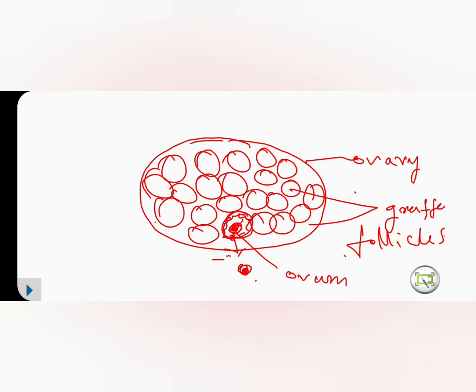So due to rupturing, this Graafian follicle contains this epithelial tissue, and due to rupturing, the ovum has been released out. This epithelial tissue which remained after releasing the ovum, the remaining tissue joins together forming a mass of tissue which is called corpus luteum.